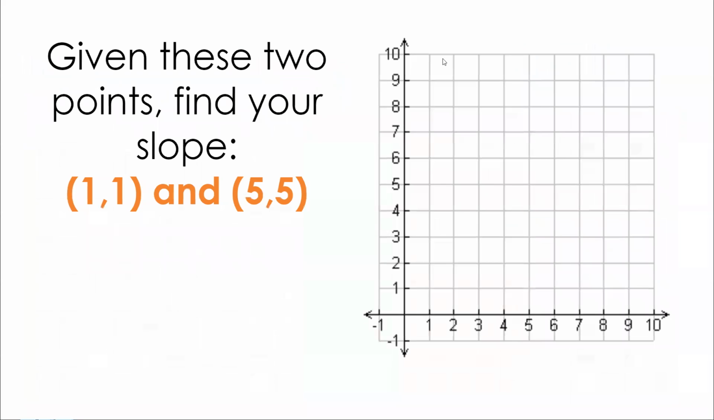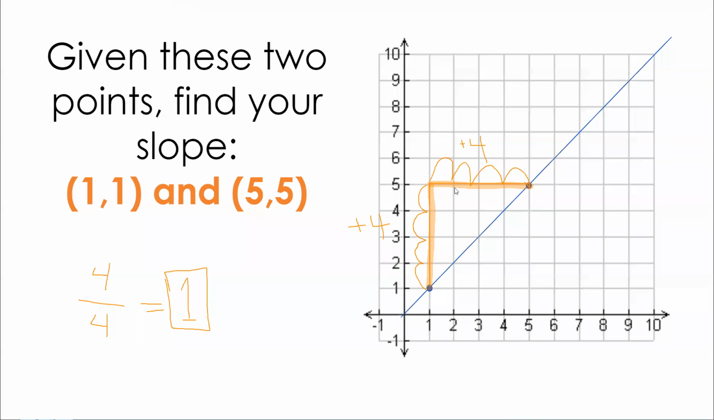Now what I want you to do is graph these 2 points and figure out your slope from that graph. So go ahead, pause your screen, graph those 2, and figure out the slope. And you should have gotten that it is a change of 4 over a change of 4, which simplifies down to a +1.